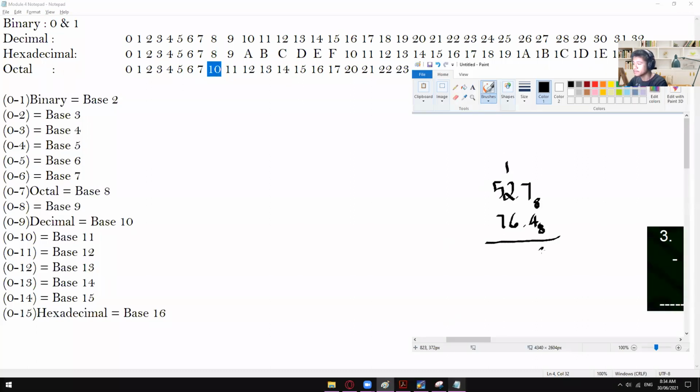So carry 1, bring down 3. 6 plus 2 is 8, plus 1 is 9. So 9 in decimal, but in octal it's 11. Okay, so carry 1, bring down 1.